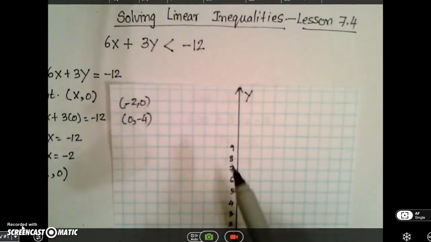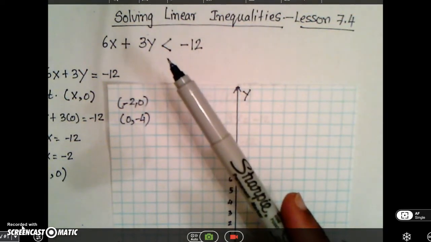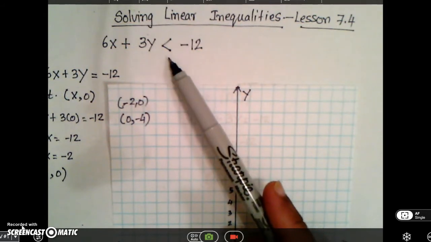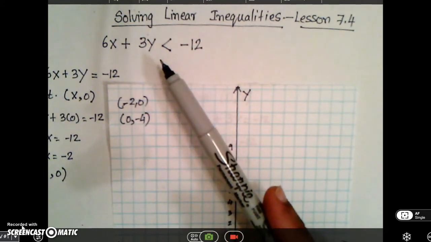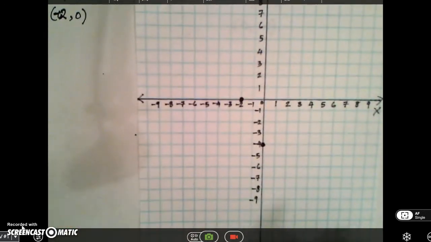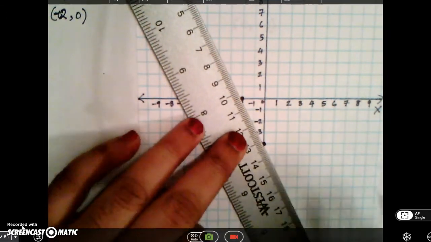Before I draw a line, I'm going to make sure what kind of line I have to draw, whether it is going to be a solid line or a dotted line. When I look at my inequality, it is just a less than symbol. It is not less than or equal to or greater than or equal to. So I'm going to have a dotted line for my boundary line. So I have my dotted line.